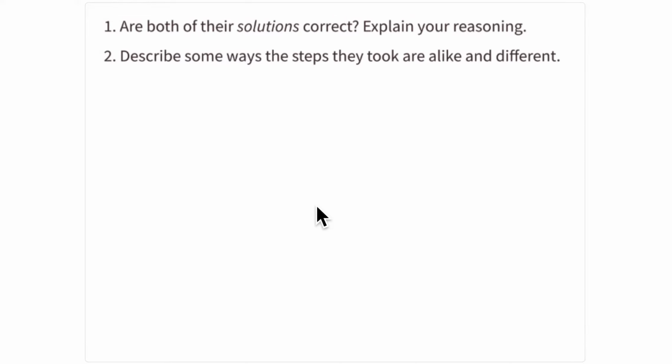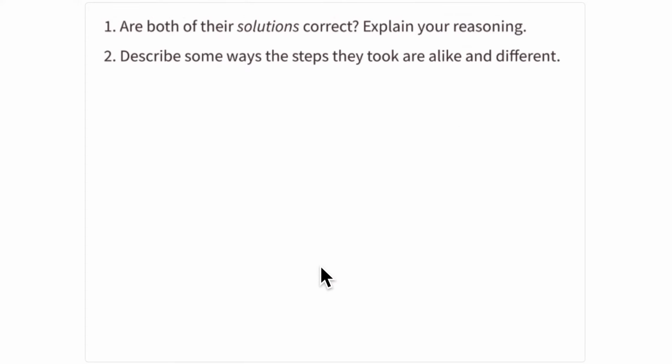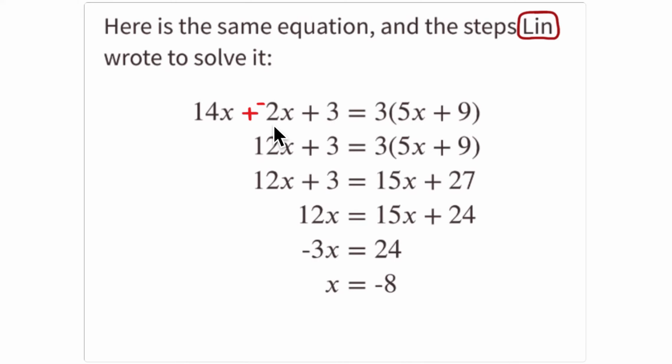So what did they do the same, and what did they do that's different? The first thing I did, which is the first thing I always do, is I looked at this subtraction as subtracting a positive 2x, and I'm going to change it to adding a negative 2x. It's going to make it easier for me to combine like terms and to make sure that I don't get confused or mixed up as far as the operation and the sign of these integers. So that's the first step I took here for Claire, and also this first step for Lynn: changing subtracting a positive 2x to adding a negative 2x.